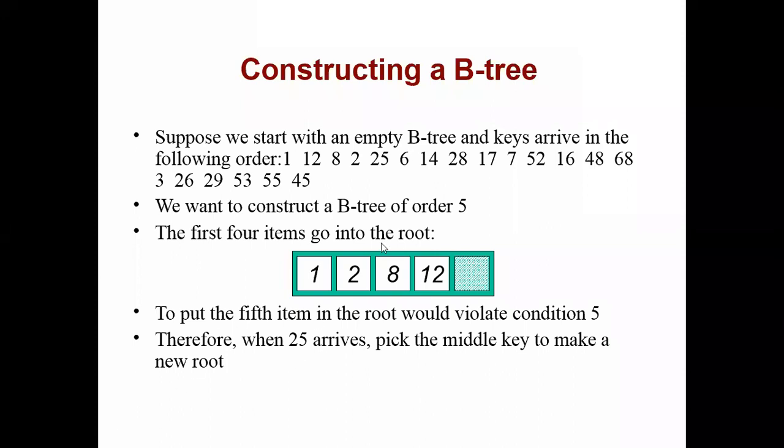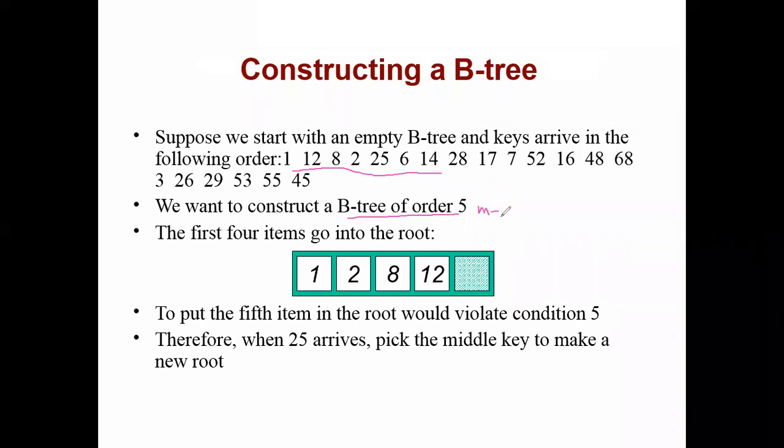Okay, fine. So we'll focus on the example. Just concentrate here on the B-tree. Suppose we start with an empty B-tree, and keys arrive in the following order. We have to maintain ascending order. Total 20 elements are given. So we want to construct a B-tree of order 5. So just concentrate here: M equals 5.